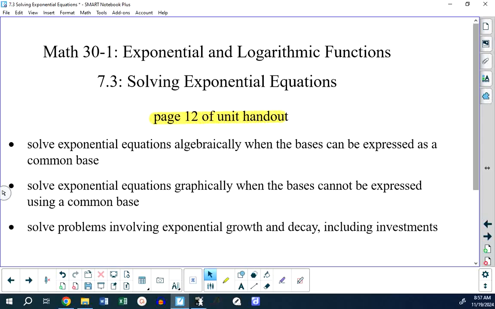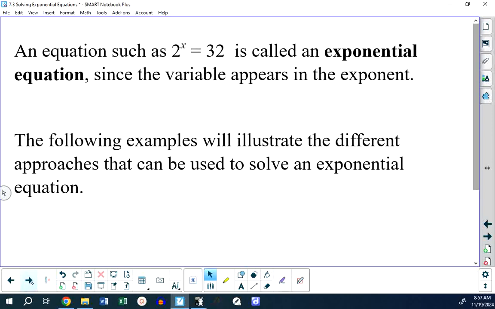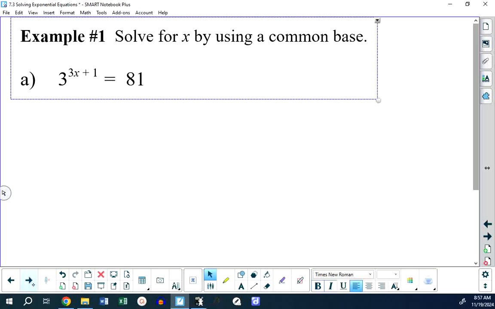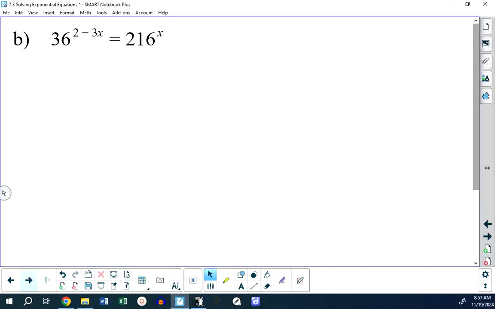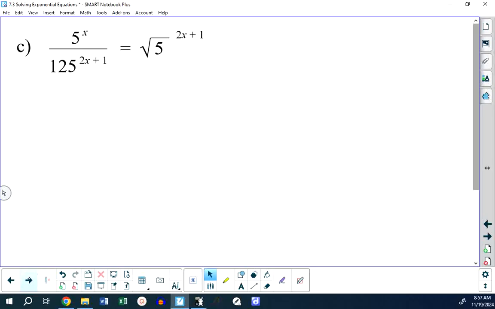Okay, so if you have an equation that has a base of 3 and a base of 9 and a base of 81, we can solve that equation algebraically because 9 can be written as 3 squared. 81 can be written as 3 to the 4. So when it comes to solving an equation like this one, we will be able to do it algebraically. When it comes to an equation like this one, we will be able to do it algebraically. And we'll get to the nuts and bolts of this in a second. Same as this one. There's a way to solve this algebraically.